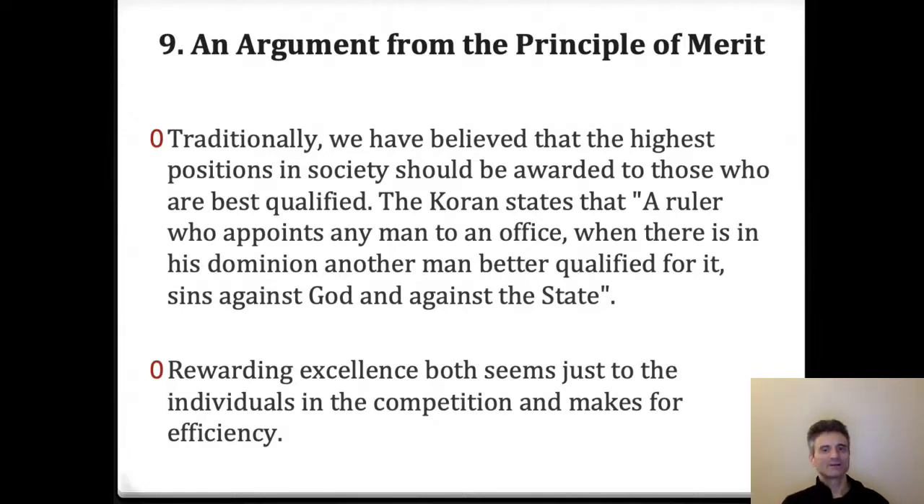Rewarding excellence both seems just to the individuals in the competition and makes for efficiency. It's not only just for the individual, but it's just toward society, because you don't want to hire people who are not qualified. You are, in a way, destroying society.